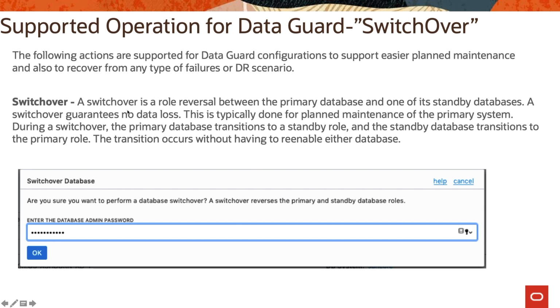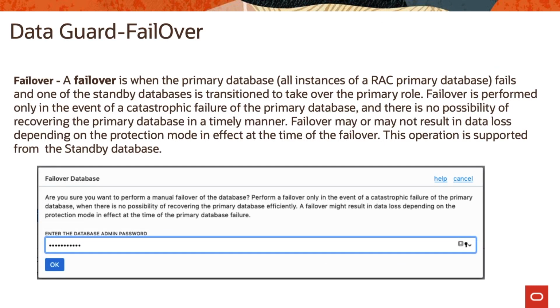Switchover, as we said, is a role reversal between your primary database and one of its standby databases, and switchover guarantees no data loss. This is typically done for planned maintenance of the primary system, and during a switchover, the primary database transitions to a standby role and the standby database transitions to the primary role. The transition occurs without having to re-enable either of the databases. So this is the screen. When you click on switchover database, it will ask you to provide the admin password, and it will be able to do the role reversal.